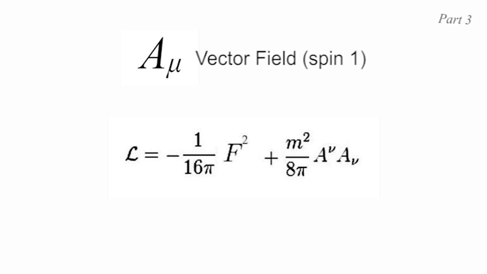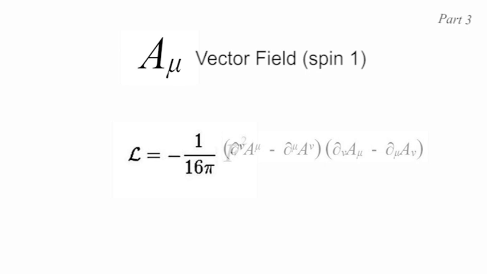Anyway, with this Lagrangian, if we want to focus on the electromagnetic field, we can choose a particular gauge called the Lorentz gauge, and this makes the mass equal to 0. And the term on the right disappears, giving L equal to minus 1 over 16 pi F squared, which is really L equals minus 1 over 16 pi multiplied by this funny differential subtraction squared.